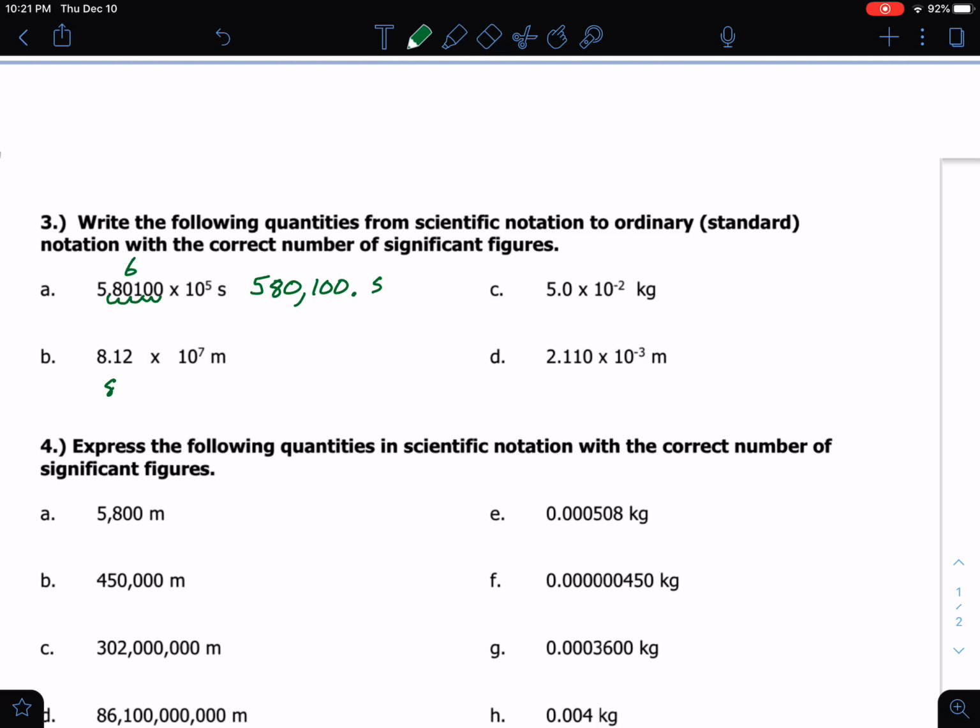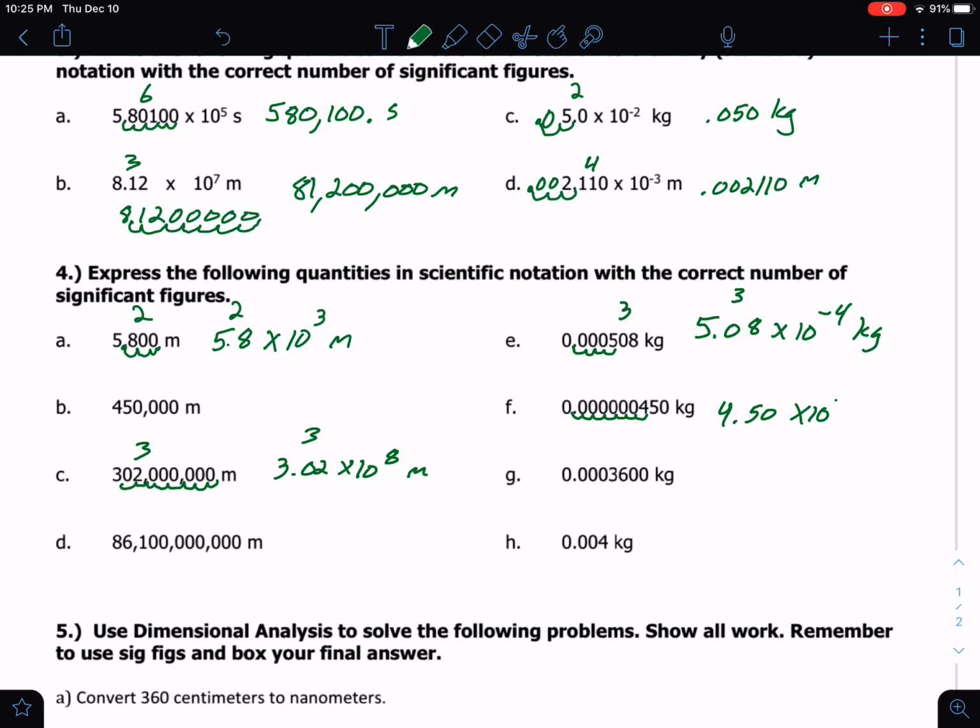So we had 3 significant figures to begin with. We have 3 after, so we're done. Okay, I'm going to do the next one. So I'm going to start my decimal. Go 1, 2, 3, 4, 5, 6, 7. So this is going to be 4.50 times 10 to the negative 7 kilograms. So I had 3 significant figures here. I have 3 here, so I am good to go.